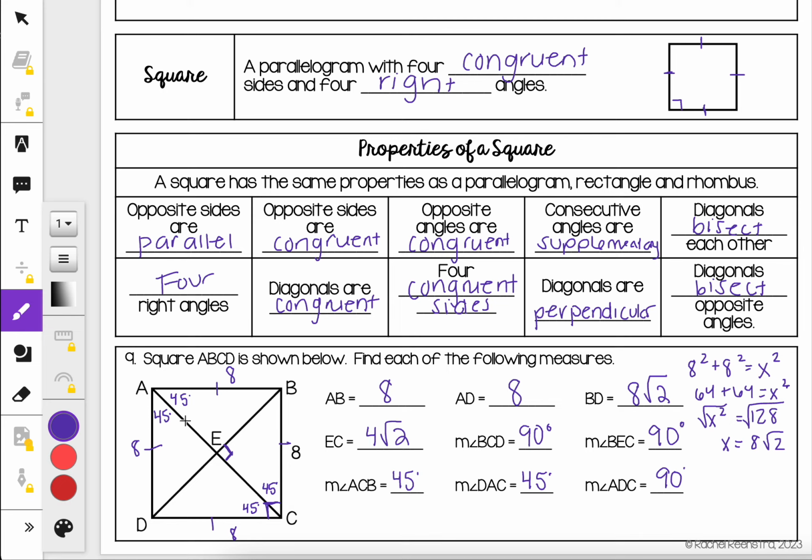So you can see with this square, we're using every single one of those properties that we've talked about since we've been talking about parallelograms and special parallelograms. And that wraps up everything on special parallelograms.